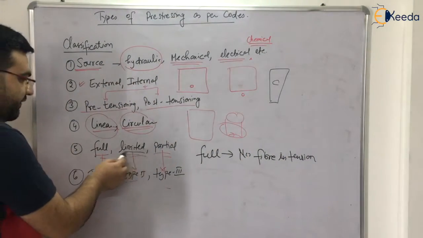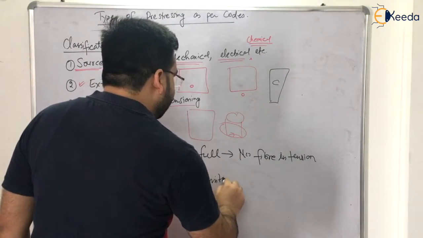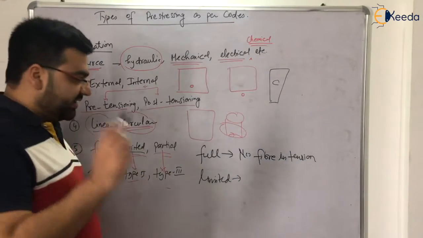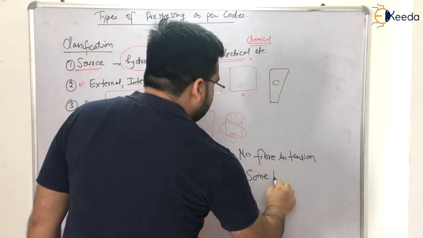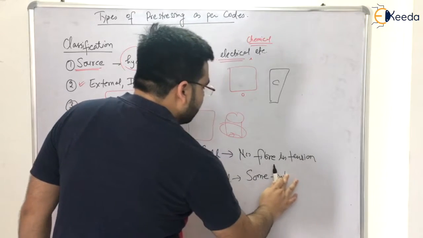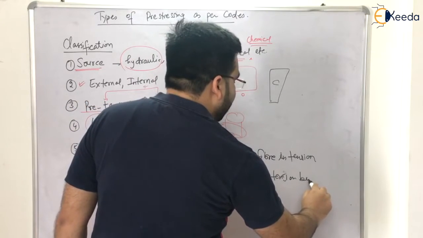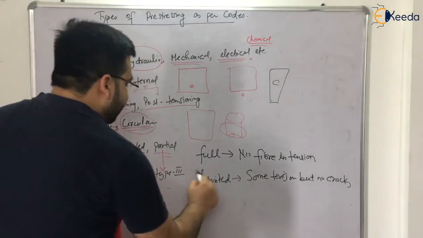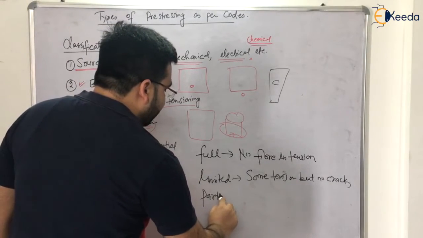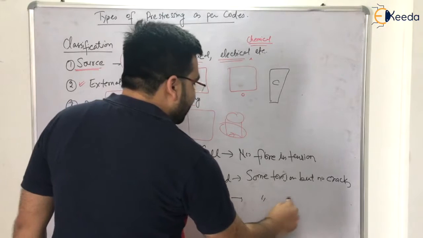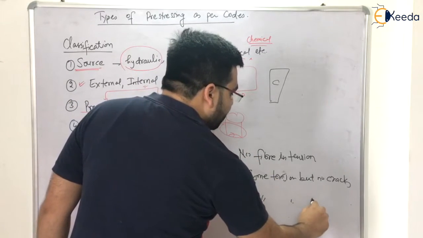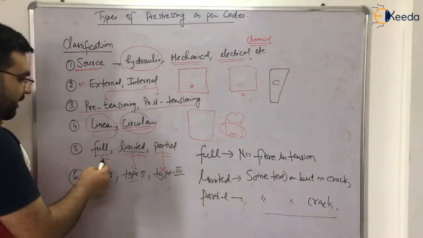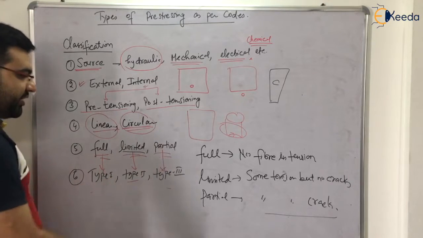Clear? Now in case of limited, we allow some fibers to be in tension, right? But we do not allow any cracks. Some tension, but no cracks. And in case of type 3 or partial, we also allow some tension, and we also allow some cracks, right? So this was about full, which is type 1, limited type 2, and partial type 3.